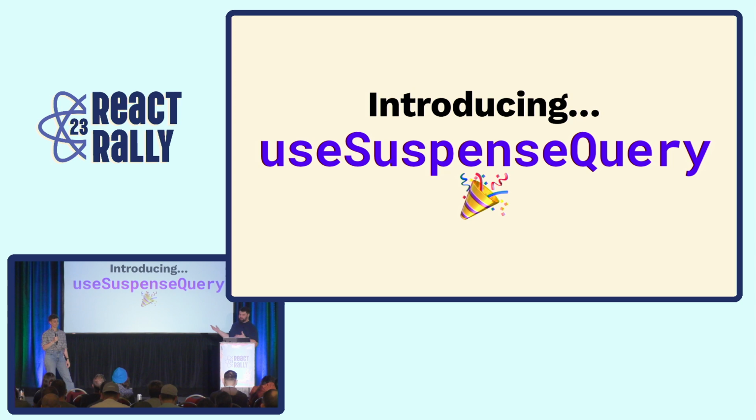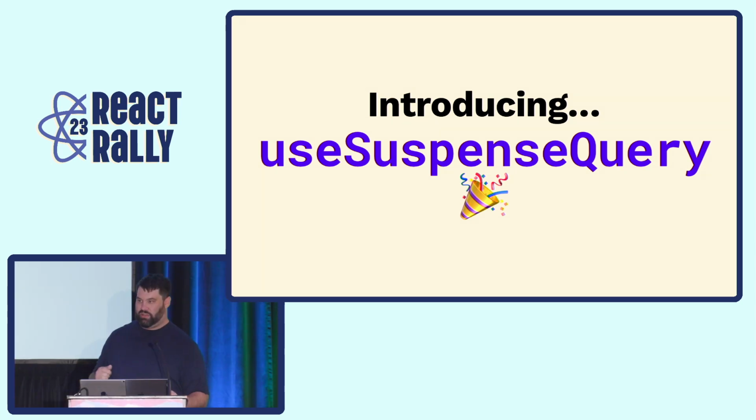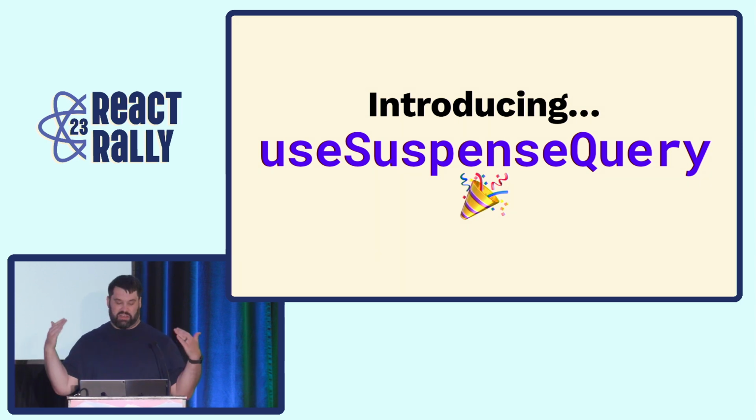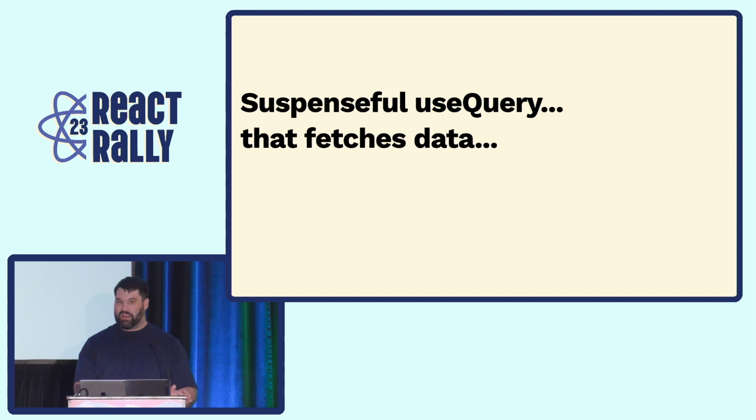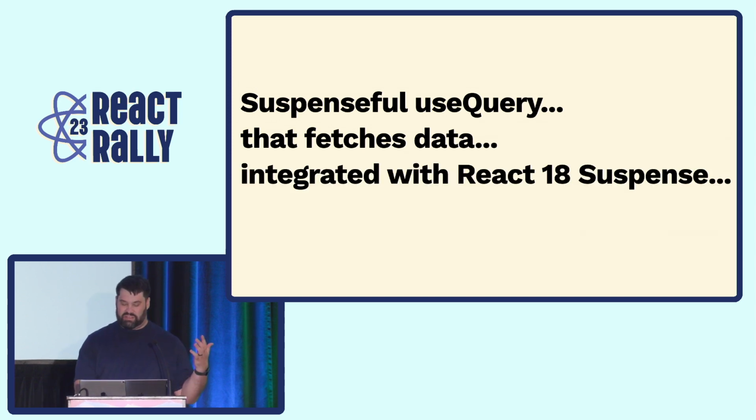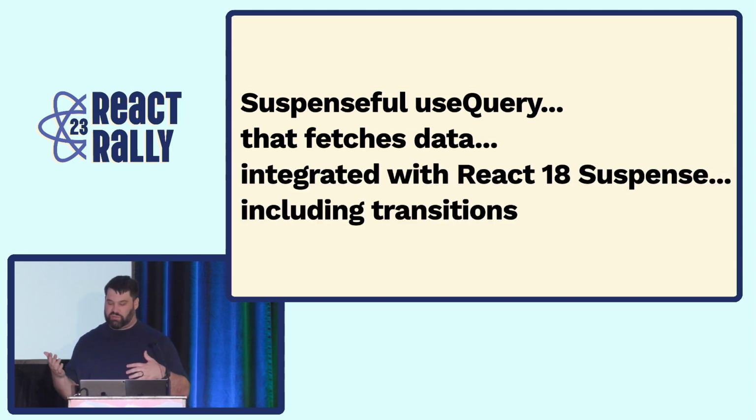So how do we take advantage of this for those of you that use Apollo Client? As of last week, we introduced a new hook in our 3.8 release called useSuspenseQuery that you can use to start executing your queries and suspending your components to get this nice UX. But what is useSuspenseQuery? Essentially, it's a suspenseful useQuery that fetches some data and is integrated with React 18 Suspense, including React 18 transitions, which we'll touch on a little bit later.